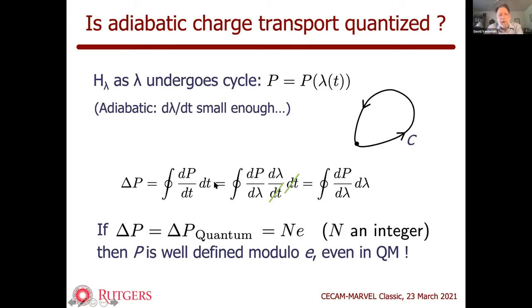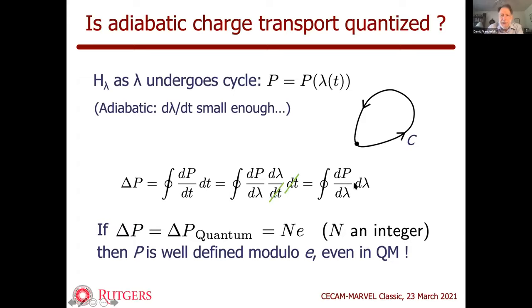Okay, so the change in polarization is given by integrating up the time rate of change with time. But if I use the chain rule, this is the change of polarization with respect to parameter, and then parameter with respect to time, you cancel the times, and it's really just the change of the polarization with respect to parameter times the parameter, right? So this is essentially Resta's famous formula from 1992.